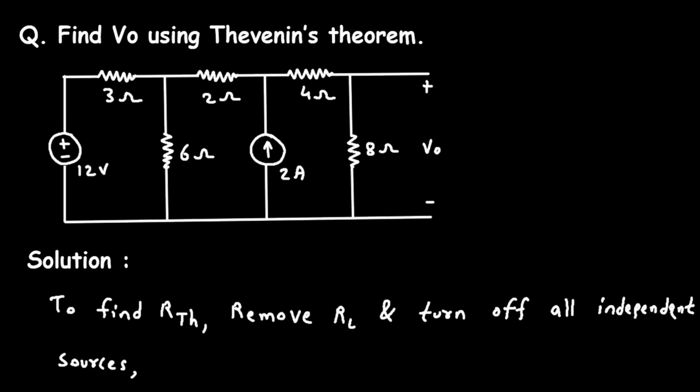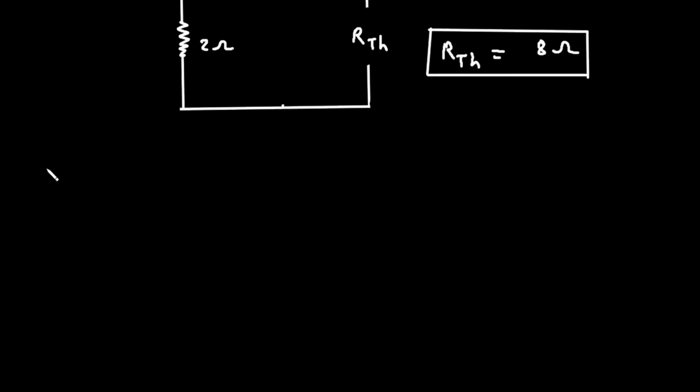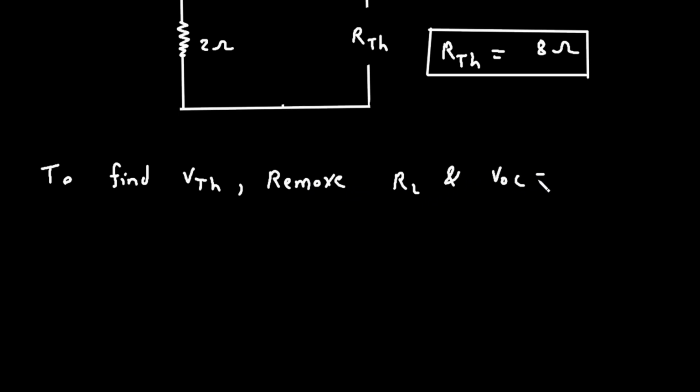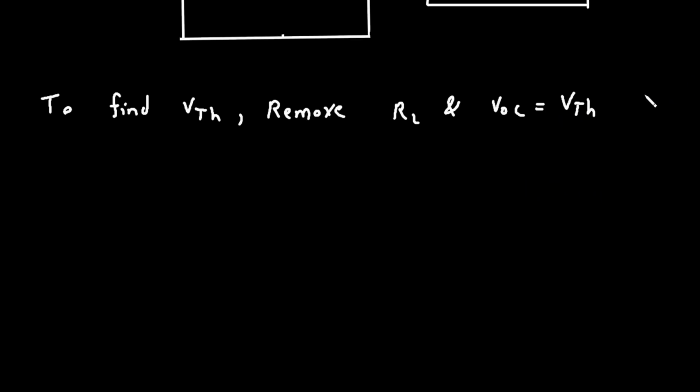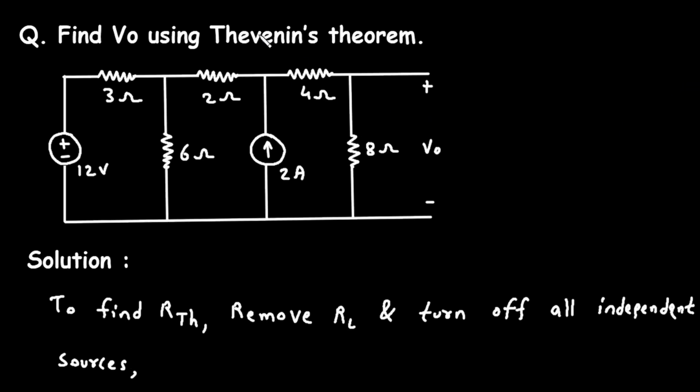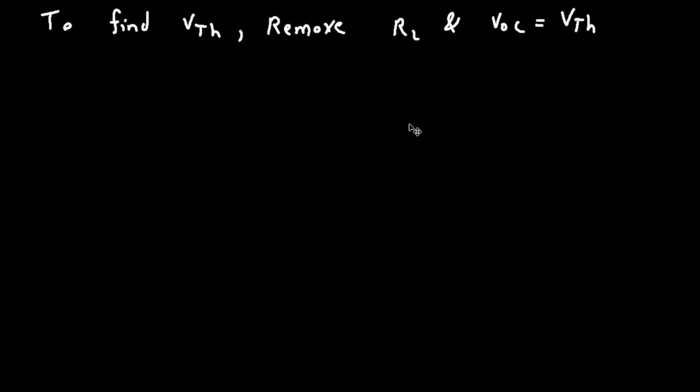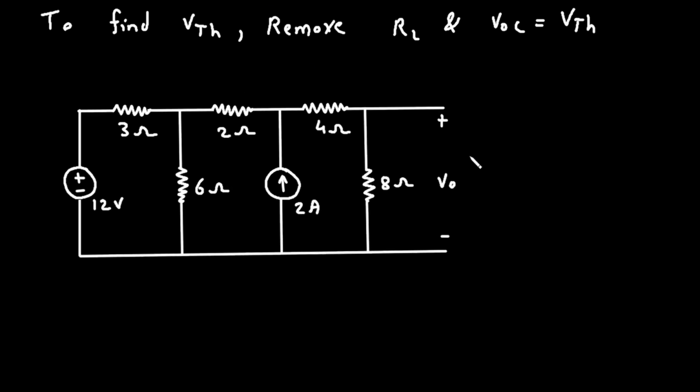Next we have to find the value of VTH. To find VTH, that is Thevenin's voltage, again what we have to do, we have to remove RL, and VOC is equal to VTH. That means we have to find the open circuit voltage, which will be equal to Thevenin's voltage. So let's take this circuit from here again. Let's copy this. Now let's remove RL first. So here this 8 ohm is the value of RL.